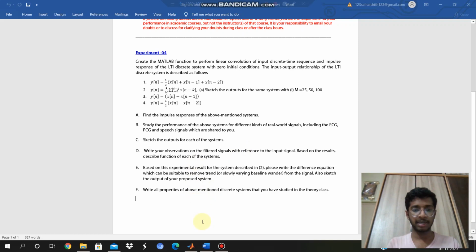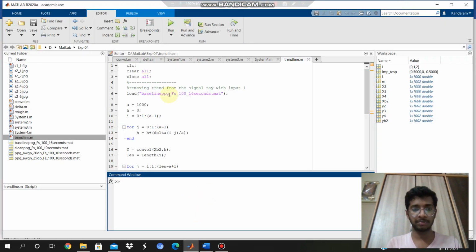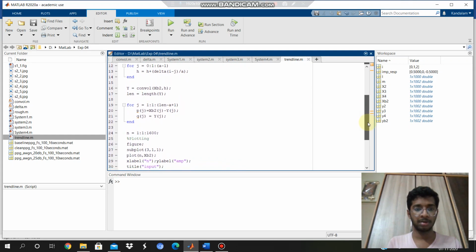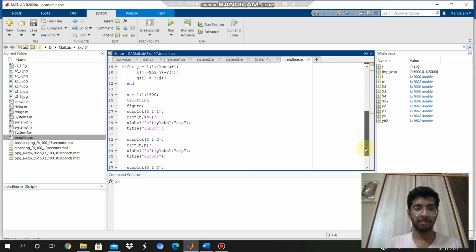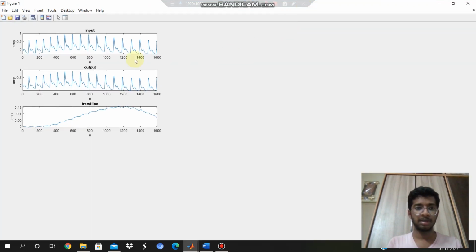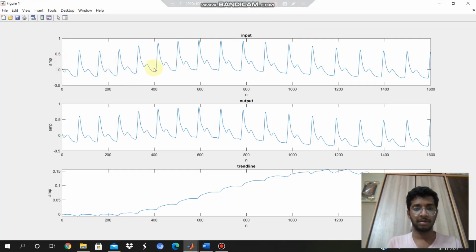Now we have to obtain the trend line of the given signal. So let's see that. Here we will obtain the trend line of the signal, and this is the code for the program. And from here we will start our plotting. First we will plot the input, and next the output, and after that we will plot the trend line. When we run this program, the output will be, this is signal xb2, and this is the output when xb2 is linearly convolved, and this is the trend line which lies like this.